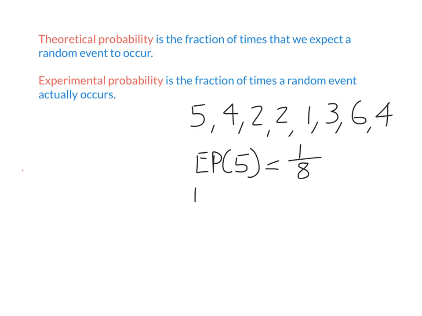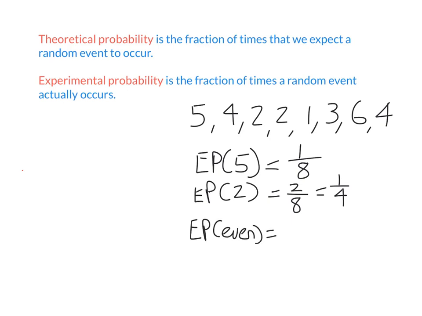The experimental probability of rolling a 2: I rolled it 2 times out of 8. So it's 2 over 8 or 1/4. The experimental probability of rolling an even number: I rolled an even number 1, 2, 3, 4, 5 times out of 8 trials. So it's just 5 over 8.